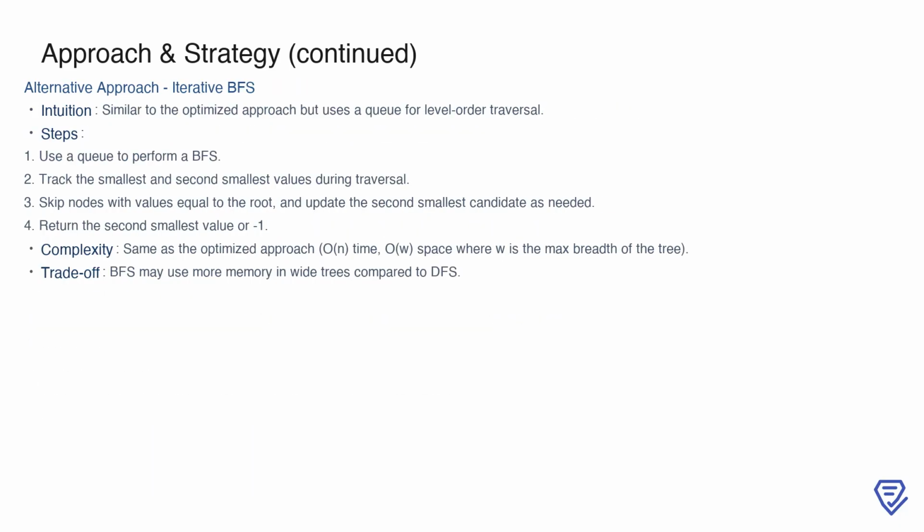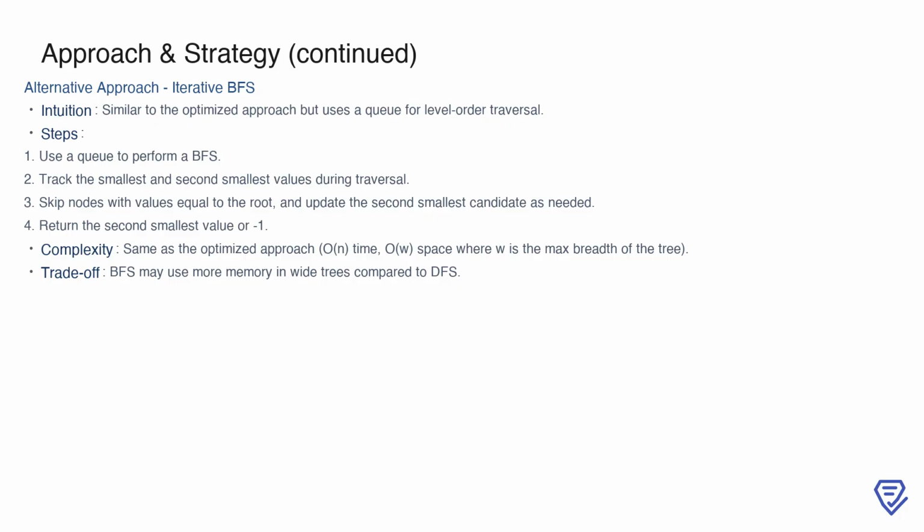An alternative method to the optimized approach is using an iterative BFS. The intuition here is similar, but instead of recursion, we use a queue to perform a level-order traversal. During the BFS, we keep track of the smallest and second smallest values encountered. Nodes with values equal to the root are skipped, and we update the second smallest candidate as needed. Once the traversal is complete, we return the second smallest value or -1 if no valid candidate exists.